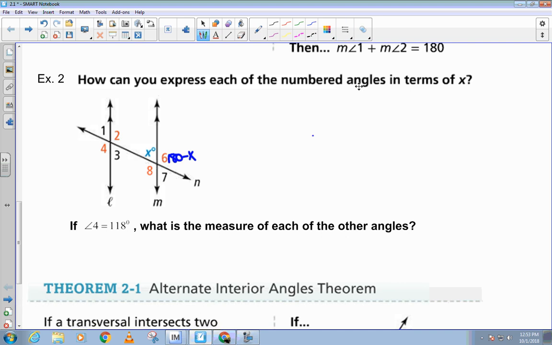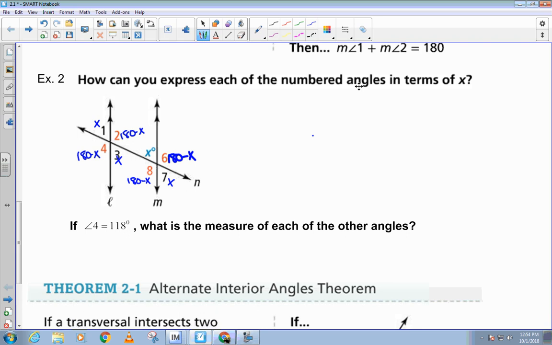So then how would we express 7? 7 would be x. What about 8? 180 minus x. So here, this is x. What about 3 or 2? Either one. Let's do 2. What would 2 be? 180 minus x, because it's same side and they're supplementary. They add together to equal 180, which then means that 3 would be x. And 4 would be 180 minus x, and 1 would be x. So if you have parallel lines cut by a transversal, if you know one angle, you know all 8.